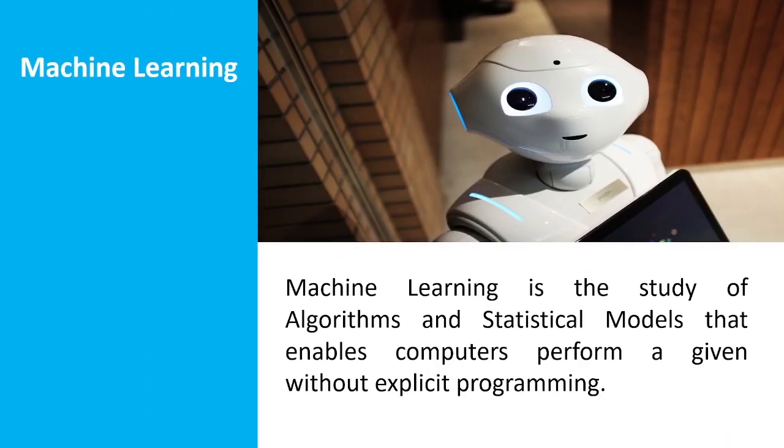So before we proceed into building our own machine learning application, we need to get some theoretical foundation. So basically, machine learning is a study of algorithms and statistical models that enables computers to perform a given task without explicit programming. So explicit programming will lead us to what I will refer to as the traditional approach of programming. Now we are going to look at an example very soon.